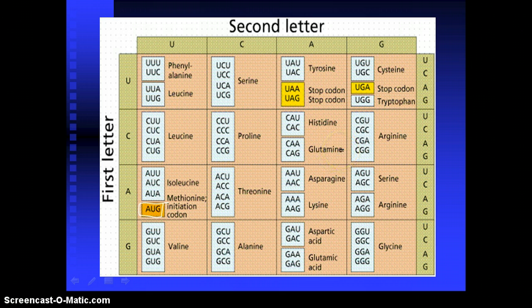Another example, if I wanted to look up UCC, I'd start at U, I'd come across to the C, second letter, and I'd find the third letter C, and that codes for serine. Notice any of these third letter ones code for serine. So UCU, UCC, UCA, UCG. And that does happen on some of these.